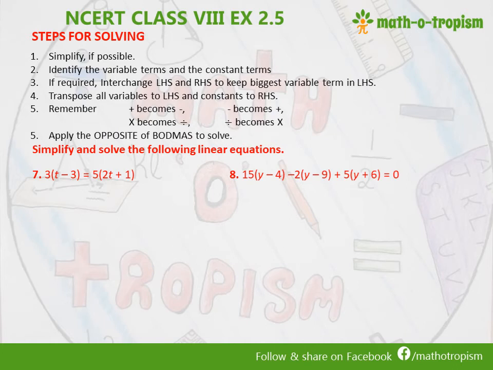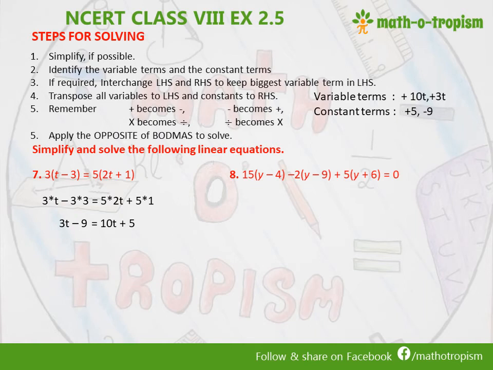Next is simplify and solve the following linear equations. We have the seventh sum as 3 into (t minus 3) is equal to 5 into (2t plus 1). So we need to first simplify by using the distributive property. So 3 into t minus 3 into 3 is equal to 5 into 2t plus 5 into 1. So this comes as 3t minus 9 is 10t plus 5. Now we need to identify the variable terms and the constant terms. So we have 3t and plus 10t as the variable terms, and minus 9 and plus 5 as the constant terms.